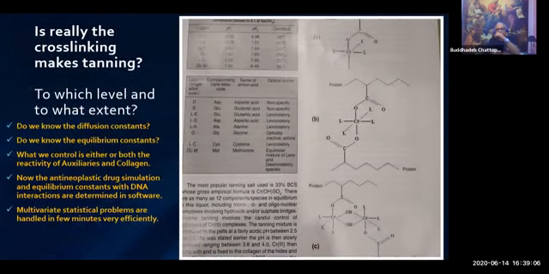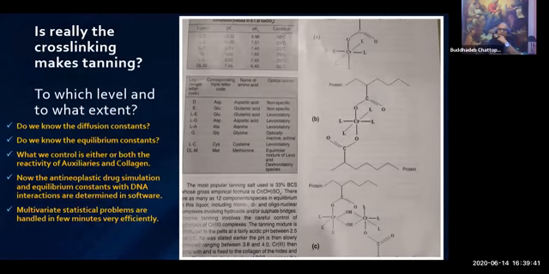This is a paper which was published by me in 2012 in the SLTC. Is it really cross-linking that makes the tanning? That has been my benign question and benign doubt, even after 40 or 50 years. If it is so, then to which level and to what extent? Much scientific and chemical information, interesting from the chemistry point of view, is still unknown to us.